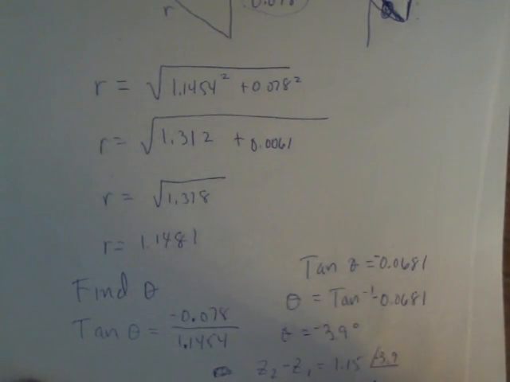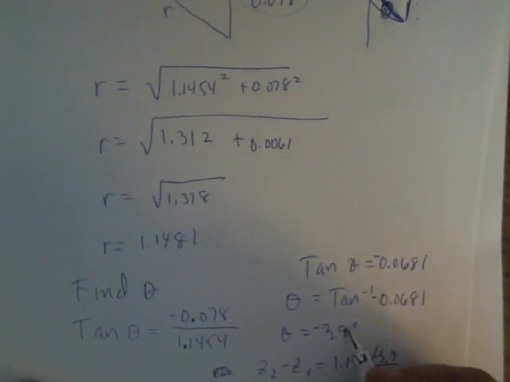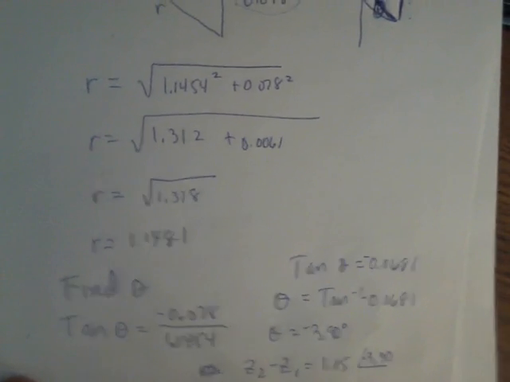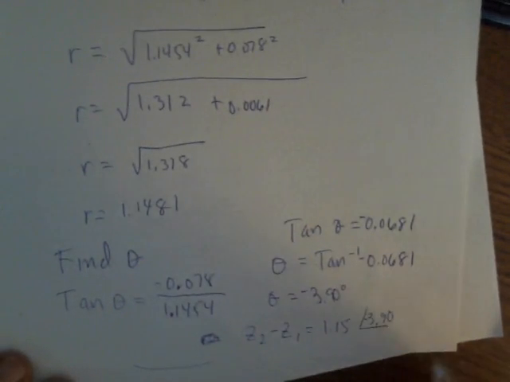So 3.895 rounds to 3.90, depending on what you're asked to do on your answers. If it's 2 decimal places, you may want to throw that 0 in there, just because the software is sensitive, okay? And so I went ahead and rounded my R as well from 1.145 to 1.15.